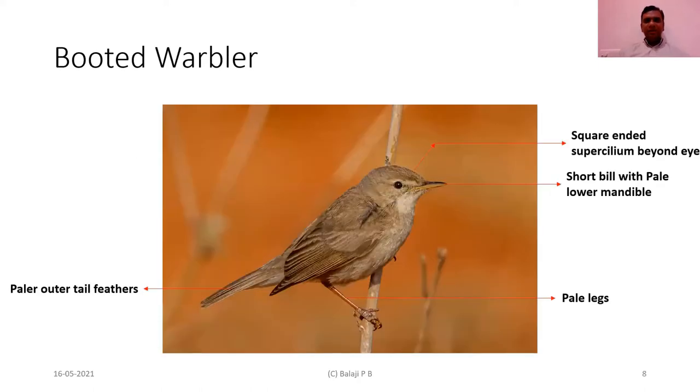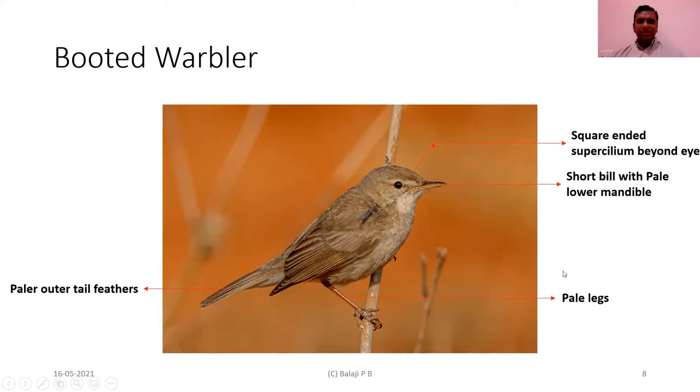First, the most common, abundant warbler that we come across is the booted warbler. The first point that you need to look at is the supercilium, which extends beyond the eye and is square-ended behind the eye. This is something that you need to keep in mind. Usually it has a short beak with a very pale lower mandible. It has pale legs, and paler outer tail feathers.